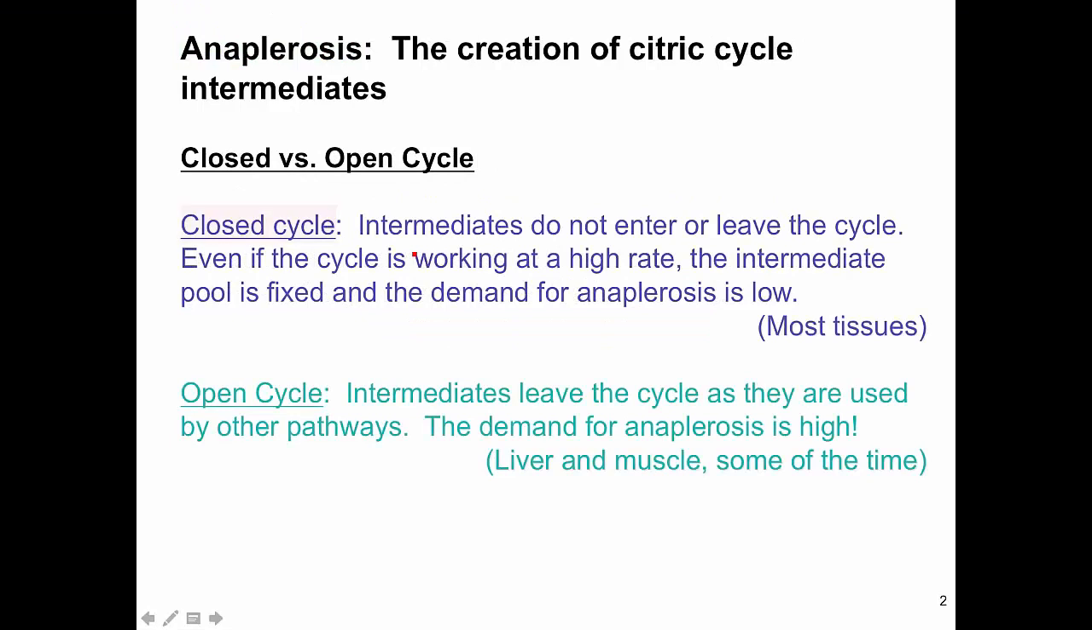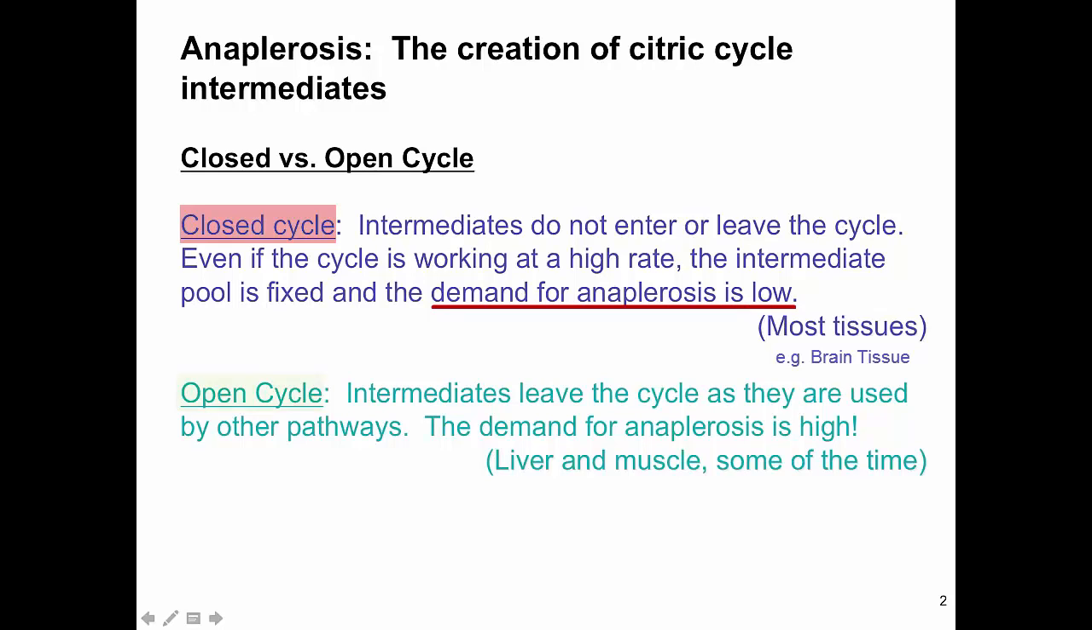Closed cycles involve simply interconverting intermediates. Acetate comes in, carbon dioxide comes out, and the intermediates go around the cycle, but intermediates don't enter or leave. Most tissues do this. So in brain, for example, the citric acid cycle runs primarily for energy production, and the need for anaplerosis is low.